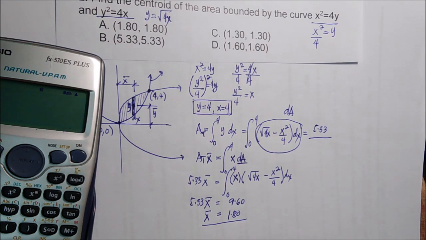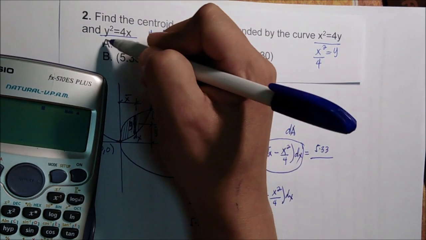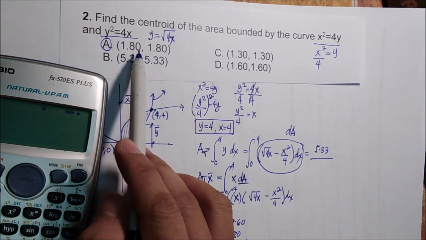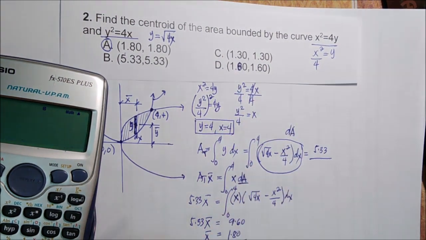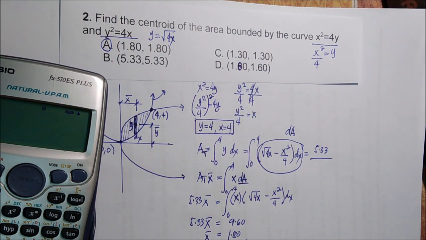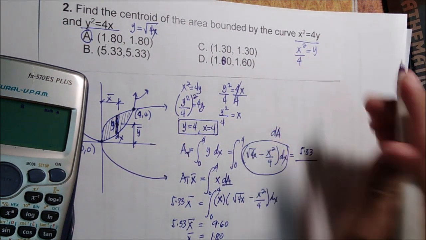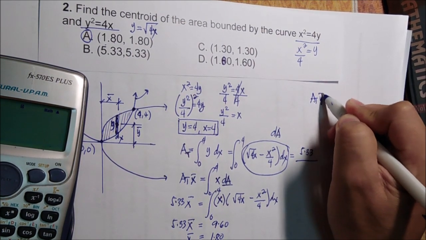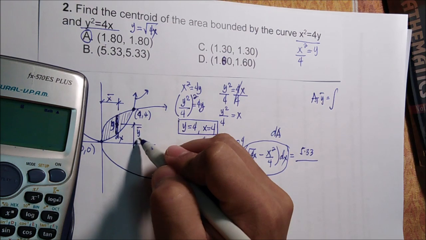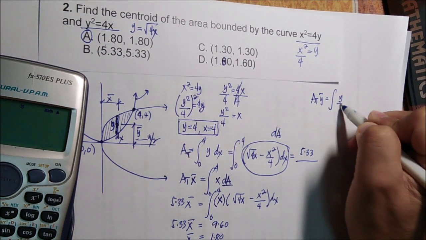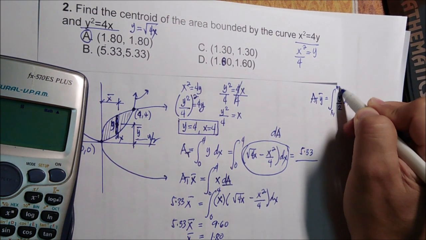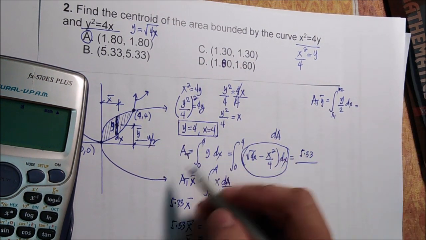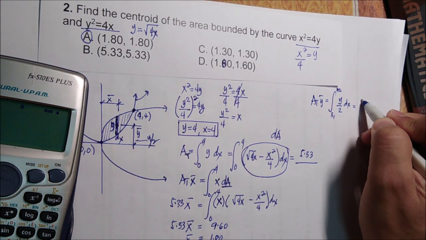To compute for the value of y, practically from the choices, our answer is letter A, because bar x is already 1.8. But sometimes, maybe the choices, if this is 1.8, we will solve for the value of y, either 1.8 also or 1.6. Solving for the value of bar y, total area times bar y is equal to the integral of y over 2, dx. Between x1 and x2, what is the value of our y? That is y of the first minus y of the second over 2.